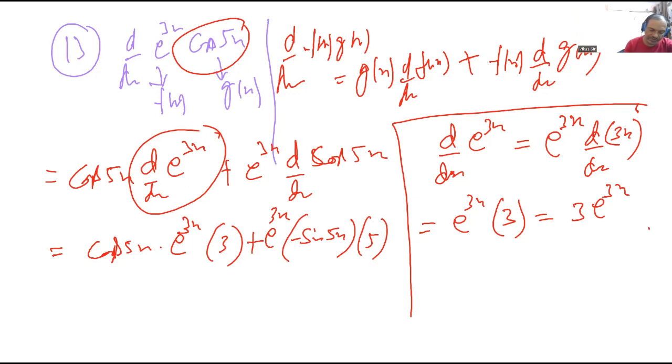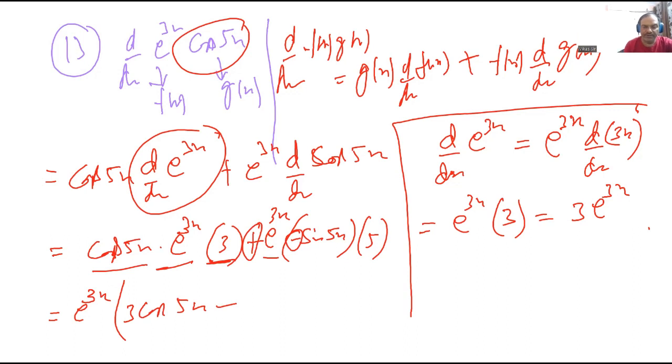Now, in both the things, you are having e power 3x common. You have to write it out as e power 3x. In the bracket, you will have the first part, 3 cos 5x. Here this is plus, and here this is minus. It will become minus multiplication. It will come here in the middle, and you will have 5 sin 5x. This way you can write it down. Then your answer will be e raised to power 3x times (3 cos 5x minus 5 sin 5x). Okay, nice. Next question.